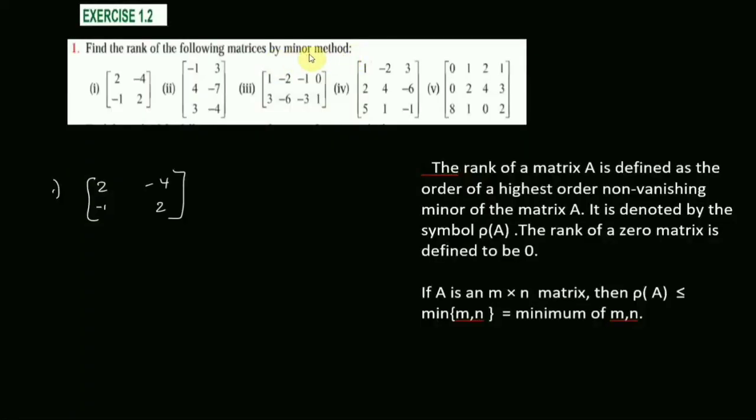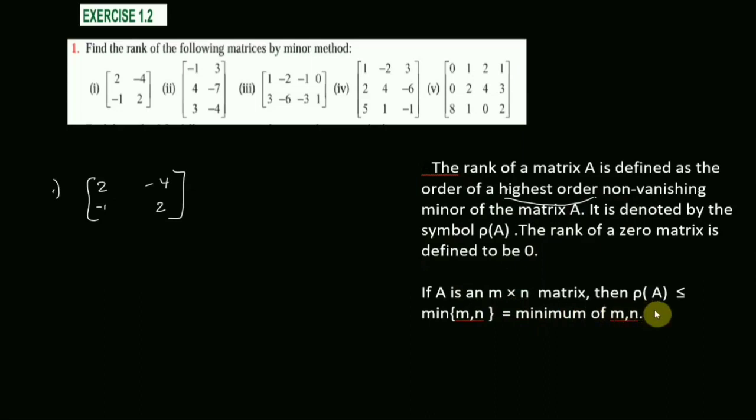Hello students, today we'll do exercise 1.2 from the chapter Applications of Matrices and Determinants. Rank of a matrix. What is the rank of a matrix? Rank is defined as the order of the highest order non-vanishing minor. It means that among the non-zero minors, you have to check for the highest order. So that highest order is called the rank of that matrix. You will understand it better when you do the problems.